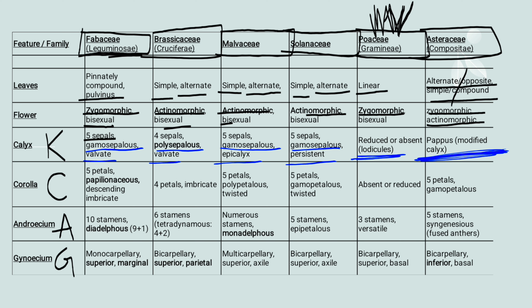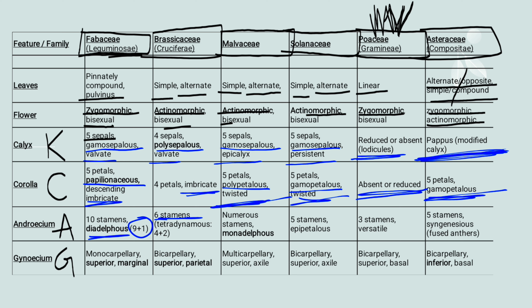Next is corolla. Papilionaceous means vexillary aestivation, which is found in pea and bean. Also imbricate is given here. We have imbricate. Next is polypetalous, twisted. Corolla is absent or reduced. In Asteraceae we have gamopetalous. In pea, which is diadelphous condition, we have 10 stamens, in 9+1 order. Monoadelphous, because China rose is given in monoadelphous. Solanaceae we have epipetalous.